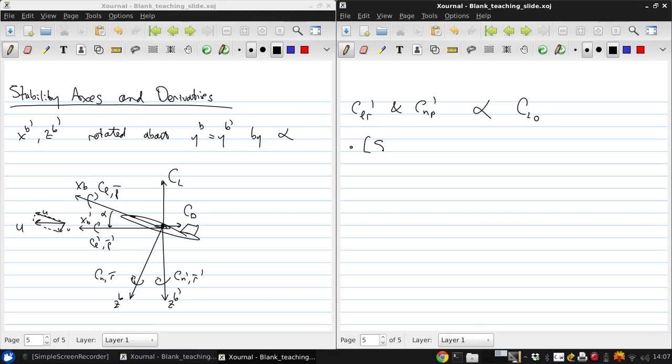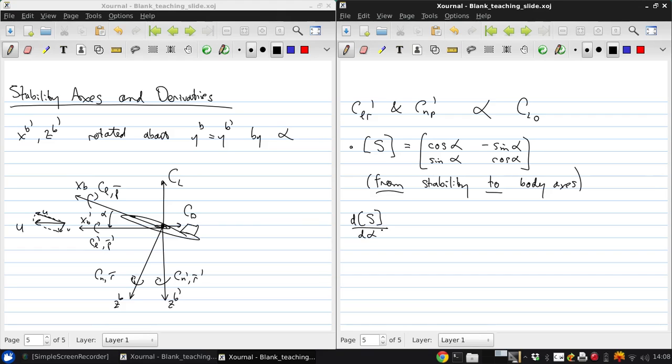And so we define a new rotation matrix to let us go between body and stability axes as the matrix S, which is just cos alpha, sine alpha, minus sine alpha, cos alpha. And this goes from stability to body axis. You can also get the derivative of this, dS d alpha, which will just be minus sine alpha, cos alpha, minus cos alpha, minus sine alpha.